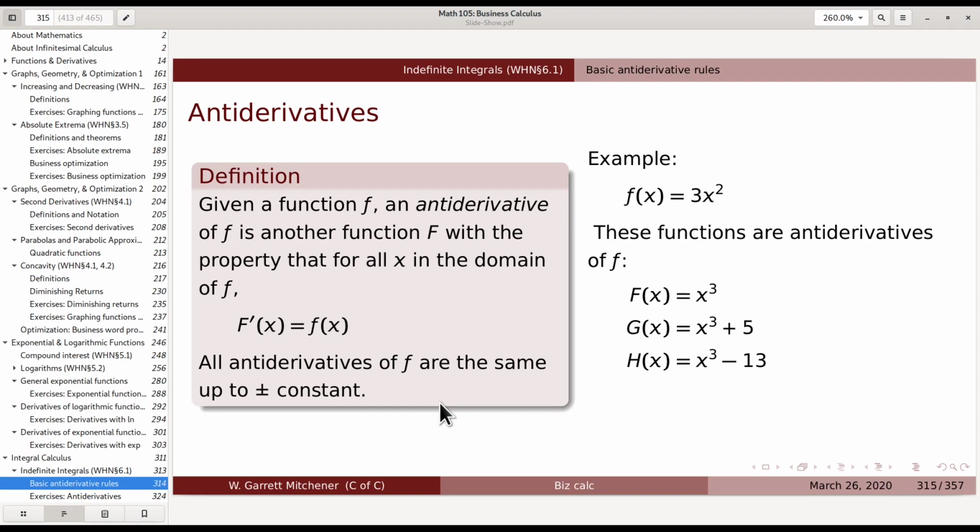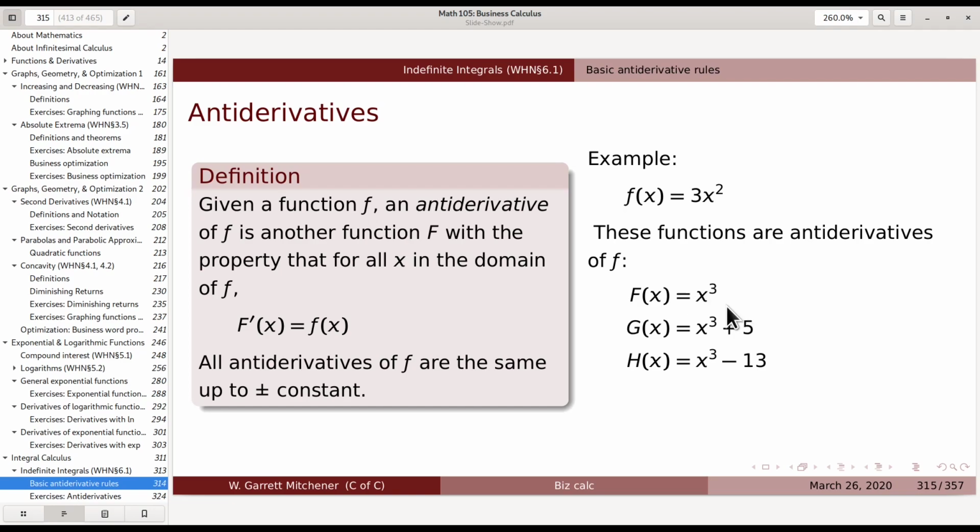One thing that you should be aware of is that functions have lots of different antiderivatives, but all of those antiderivatives are the same up to plus or minus a constant. So let's take an easy example. Suppose I'm looking at little f of x equals 3x squared. Well, here are three different antiderivatives of little f. The first, here big F of x, is x cubed.